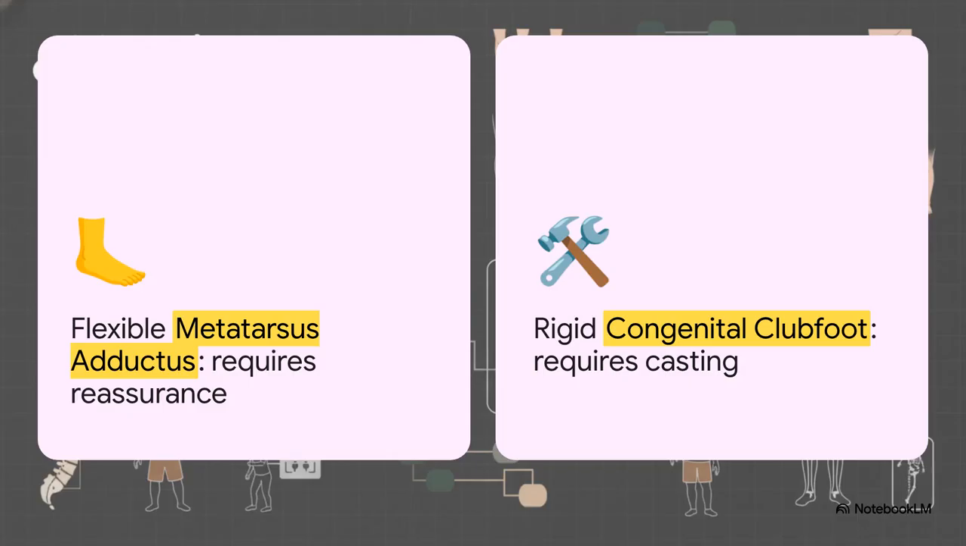Shifting our focus down to the foot, you must be able to rapidly differentiate between two very common neonatal presentations. Metatarsus adductus is characterized by flexible positioning. You'll see medial deviation of the forefoot but a neutral hindfoot. Because it's entirely flexible, the treatment is just simple reassurance. Contrast this with congenital clubfoot. Clubfoot features rigid positioning, medial and upward deviation of the forefoot and hindfoot, and hyperplantar flexion. This requires prompt serial manipulation and casting, and even surgery if it's refractory.